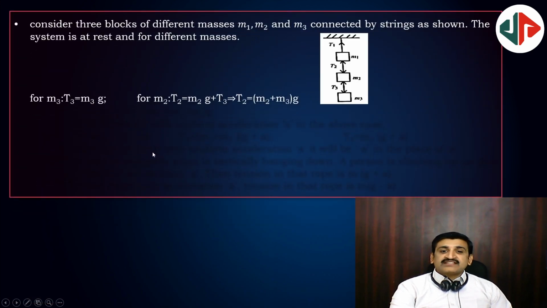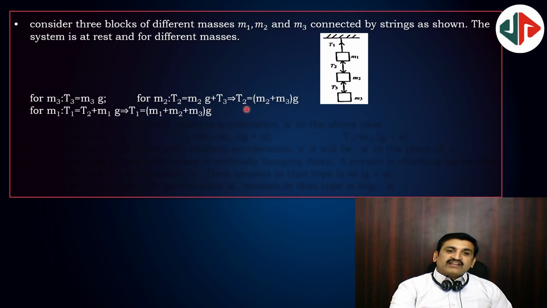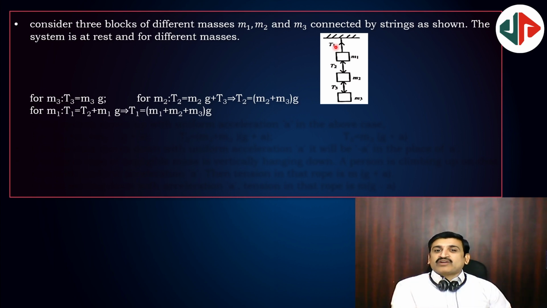If the system is like this, then see, T3 is equal to m3g. Let me take a pointer so that it will be good for you. T3 equals m3g, and T2 is equal to m2g plus T3. That means the tension because of the mass and the tension from the other rope. Or simply you can say T1 is equal to whatever mass is suspended from that point onwards, m1 plus m2 plus m3, right? T2 is m2 plus m3, T3 is just m3, into g. Into g only you will get force, right? Tension is nothing but force.